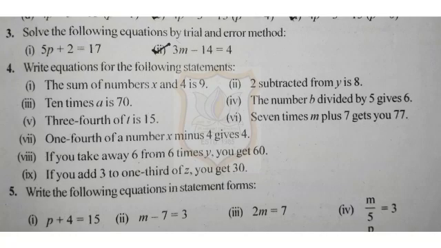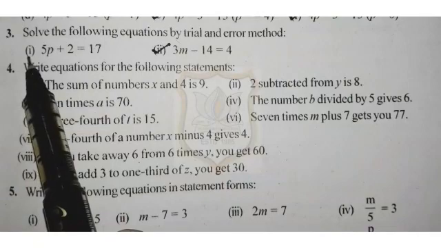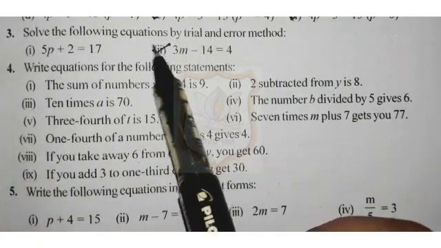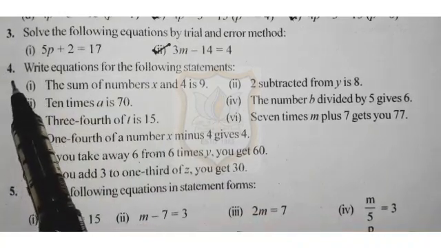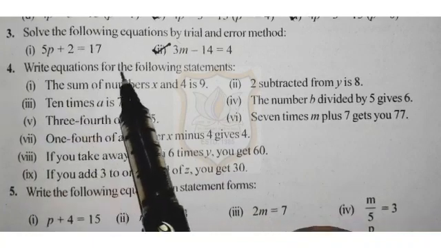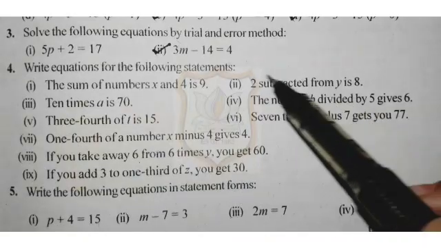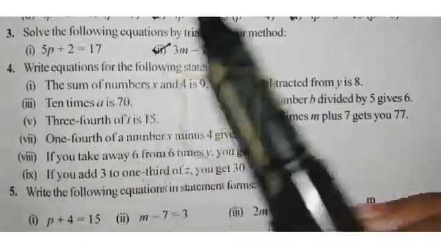Students, in our previous video, we studied question number 3, part 1. Part 2, you have to do yourself as homework. It is the same as part 1. Today we will start solving from question number 4, which is: write equations for the following statements. It means these statements are given and you have to write the equation according to the statements.